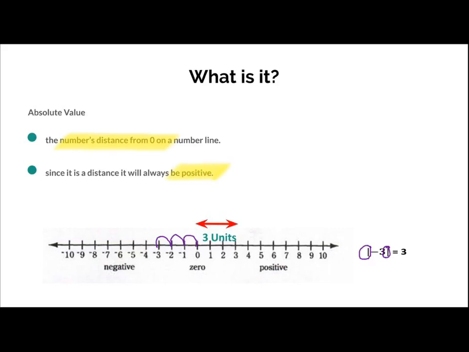Absolute value is always, always positive because it's a distance. We don't run -3 miles or drive -100 miles. Even if we ran or drove backwards, we're still covering that distance. We're still covering that space. So it is always positive.